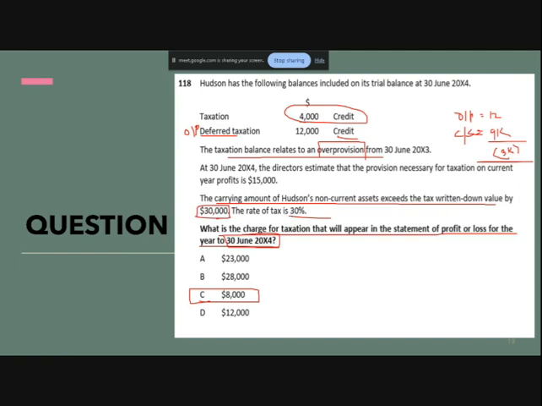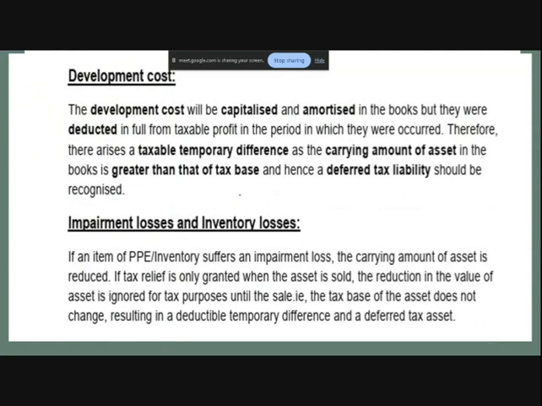So you have the temporary difference. Just find the deferred tax liability: the taxable temporary difference multiplied by the tax rate, which is 30%. They've given you the difference, which is 30,000, into 30%. You got the closing balance, and then you just found the difference between opening and closing, and you got the movement. Don't worry, we will do questions based on that, so you get an idea.